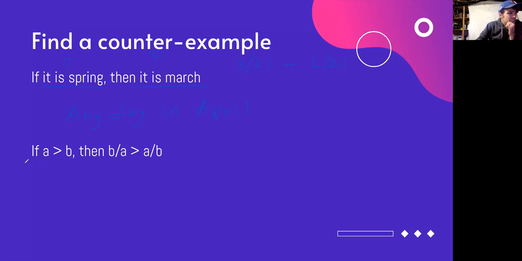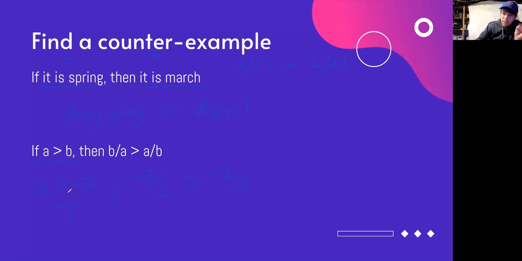Next one, if A is greater than B, then B over A is greater than A over B. This one's a really mathy one, so let's just mess around with this. So we need something that's true here. So let's just say 2 is greater than, I don't know, like -3. That's true, right? Well, what happens with these? That means that -3 over 2 is greater than -2 over 3. Is this true?